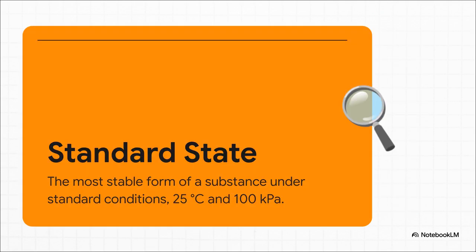Of course, for these price tags to actually be universal, everyone has to be working from the same starting point, right? So in chemistry, we have something called the standard state. It's just a set of baseline conditions, 25 degrees Celsius, basically room temperature, and about normal atmospheric pressure. It keeps everyone on the same page.